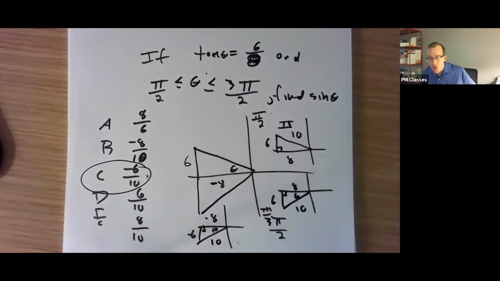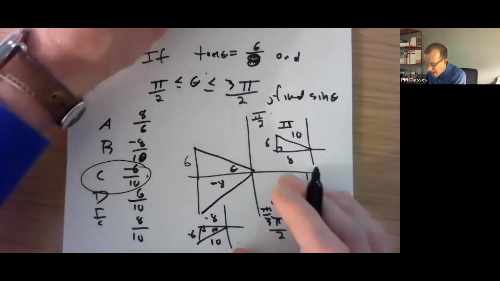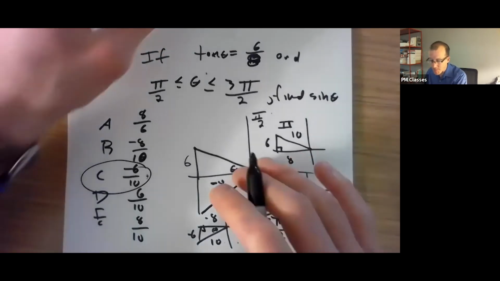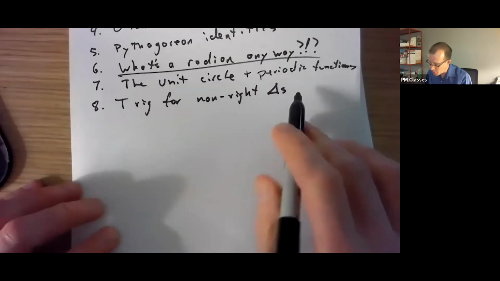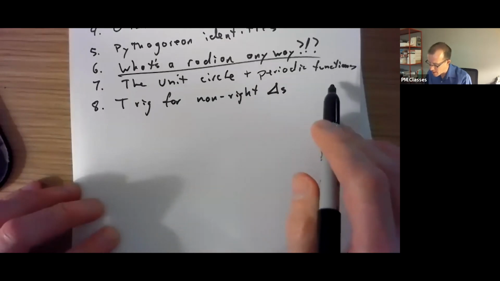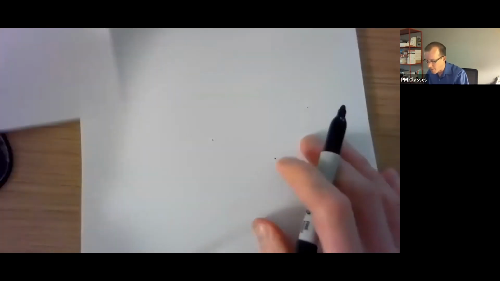Okay? So that's putting together all of our SOH CAH TOA stuff and unit circle and radians, kind of a complicated problem. Okay, 2 more things we get to talk through. I guess we did that. Unit circle periodic functions. Yeah, let's talk about that. And then trig for non-right triangles.